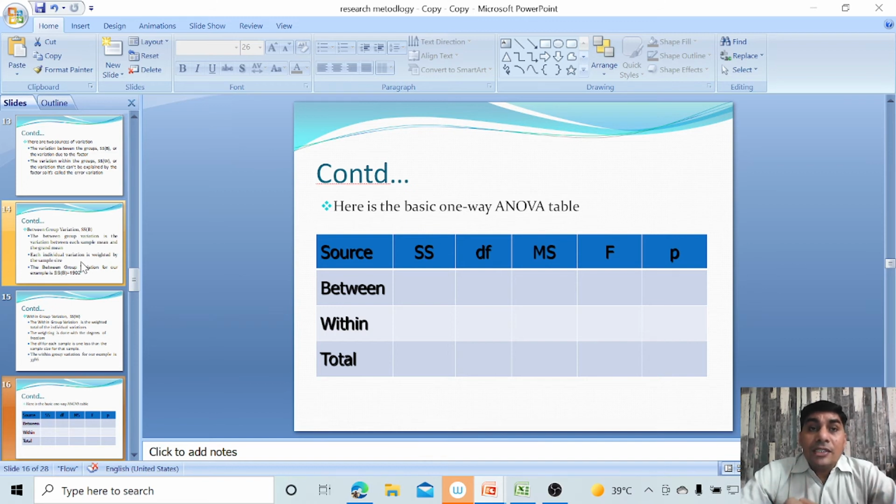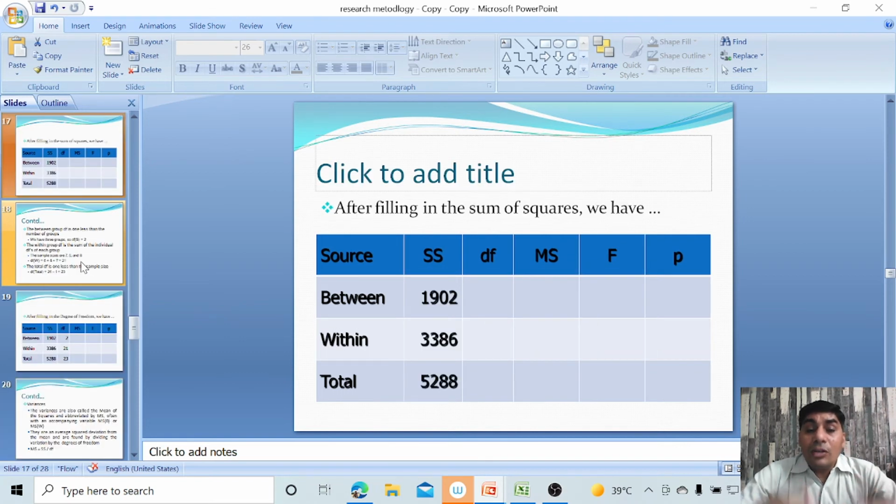So now we have to prepare a table for the one-way ANOVA. We need source, sum of squares, degree of freedom, mean of squares, F statistic, and ultimately the p value. Between the groups, within the groups, and total. We have already found that the sum of squares between the groups is 1902, sum of squares within the group is 3386, and the total sum of squares is 5288.